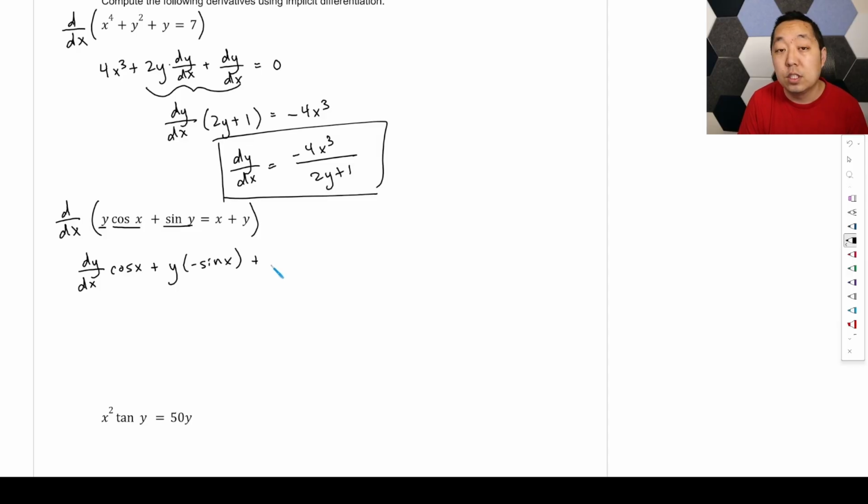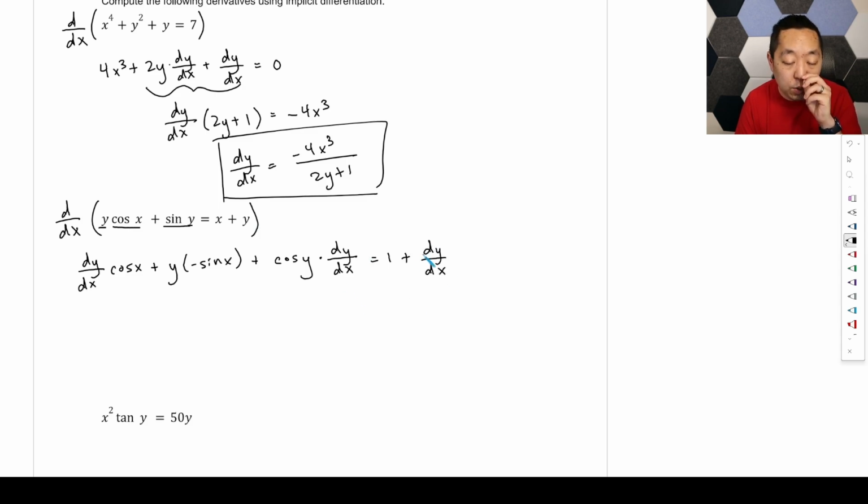Sine y, it's chain rule. The derivative of sine is cosine y. Leave the inside alone, but then multiply by the derivative of the inside, y, which is dy/dx. Then we do the derivative of x, which is 1. The derivative of y, which is dy/dx.